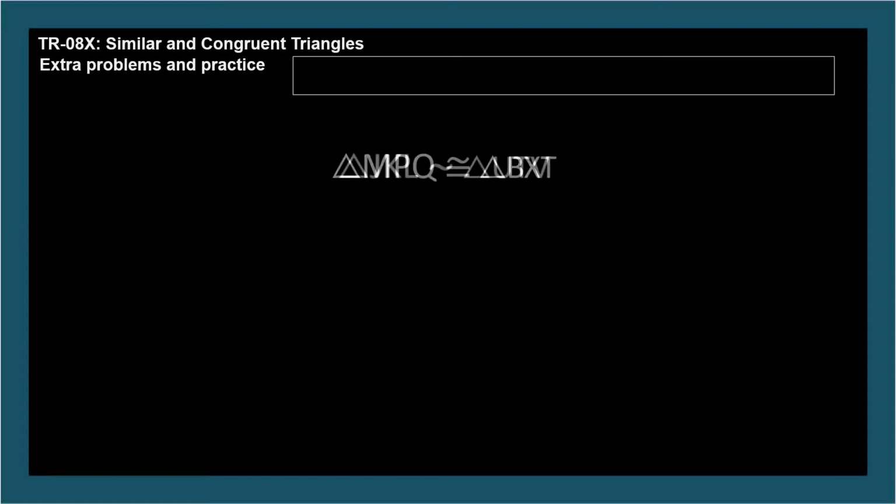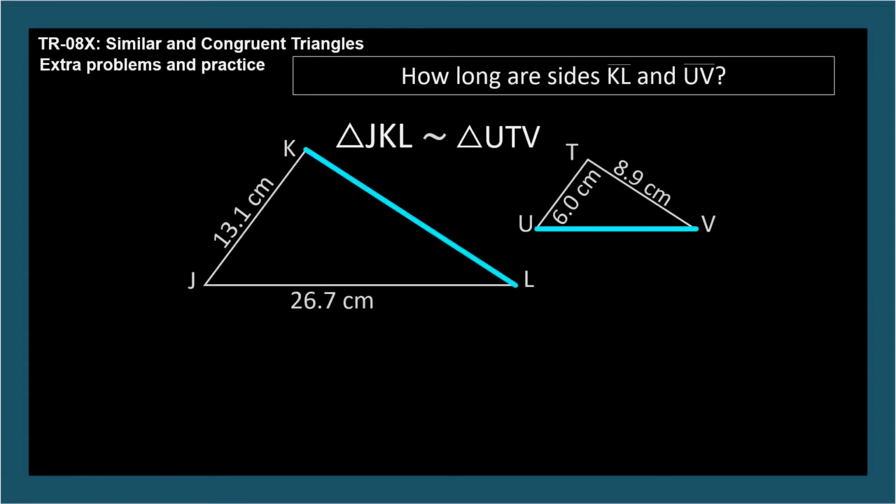How long are sides KL and UV? We're told the triangles are similar. The lengths of the sides of the 2 triangles are proportional, so we must determine the constant of proportionality. The only corresponding pair of sides we know are these blinking, so we'll set up the ratio big over small equals 13.1 centimeters over 6 centimeters. This ratio is 2.18, so the ratio of big to small is 2.18 to 1.